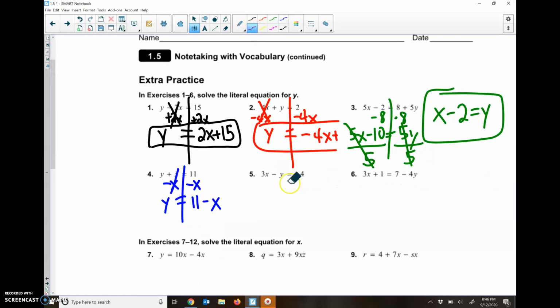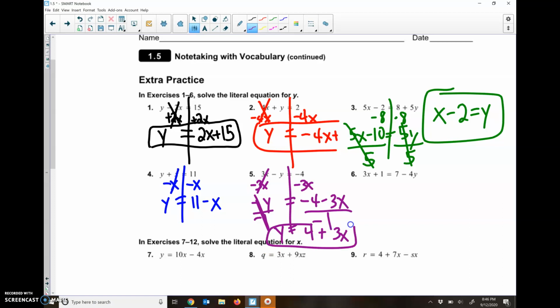All right, here I got 3x minus y equals negative 4. I'm going to minus 3x because it's a positive 3x. So I have negative y equals negative 4 minus 3x. And again, we're stuck with a negative y. We don't want a negative y, so I'm going to divide both sides by negative 1 to get rid of that negative y. So now it's just a positive y. Negative 4 divided by negative 1 is a positive 4. Negative 3x divided by negative 1 is a positive 3x.